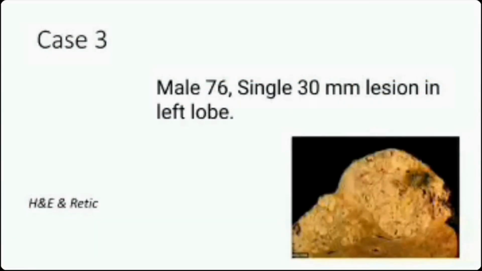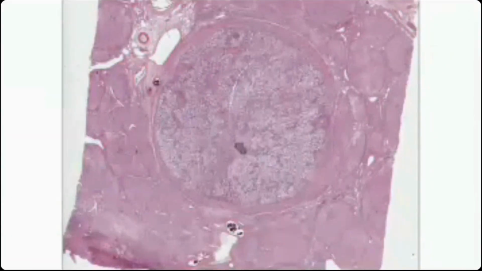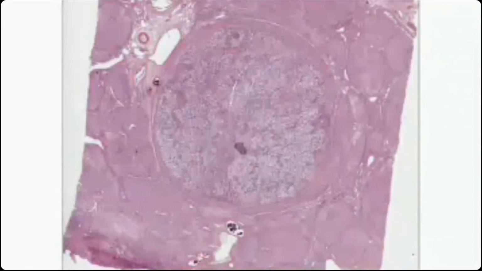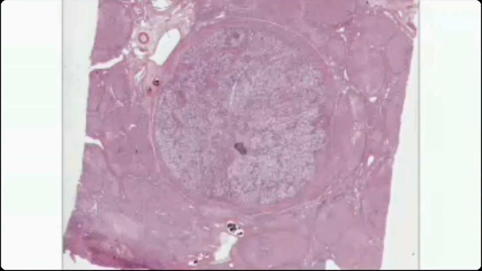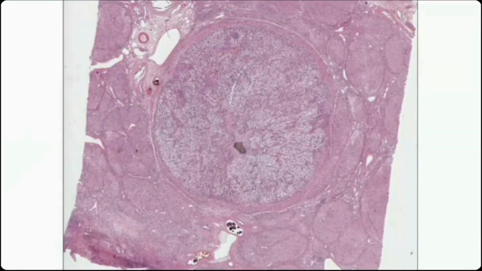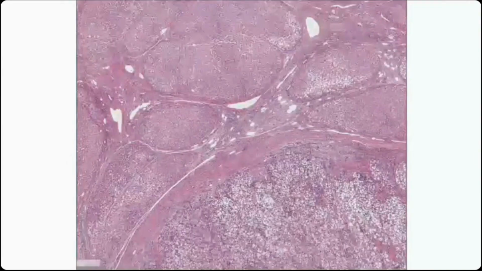Okay, case number 3. This is a male with a single 30mm lesion in the left lobe. Here is a large block, and you can see this lesion. It's kind of encapsulated, well demarcated, with a bit of a nodular background liver. For those of you who are doing exams, or in life, whenever you get a liver resection, your report should always comment on the background liver. There's no excuse. Here we have the lesion at one edge and then the background liver.